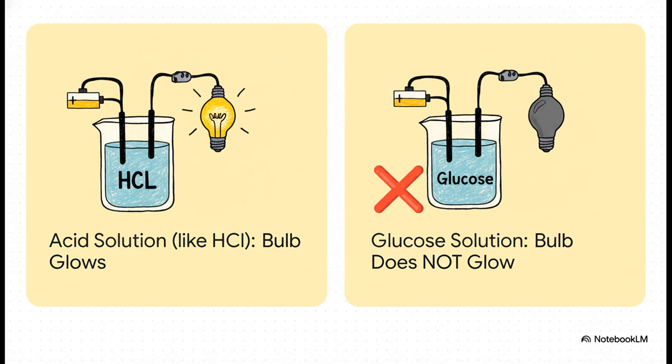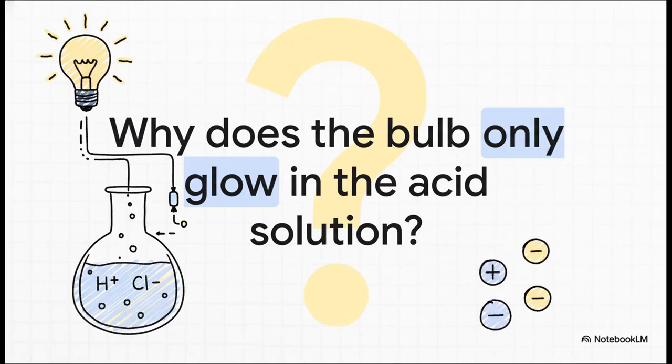When we use an acid solution, like dilute hydrochloric acid, look, the bulb glows. But when we use a glucose solution, the bulb does not glow. This is very interesting because both solutions have hydrogen. So what is making the acid solution so special? This is a very important clue for us. So let's think about it.